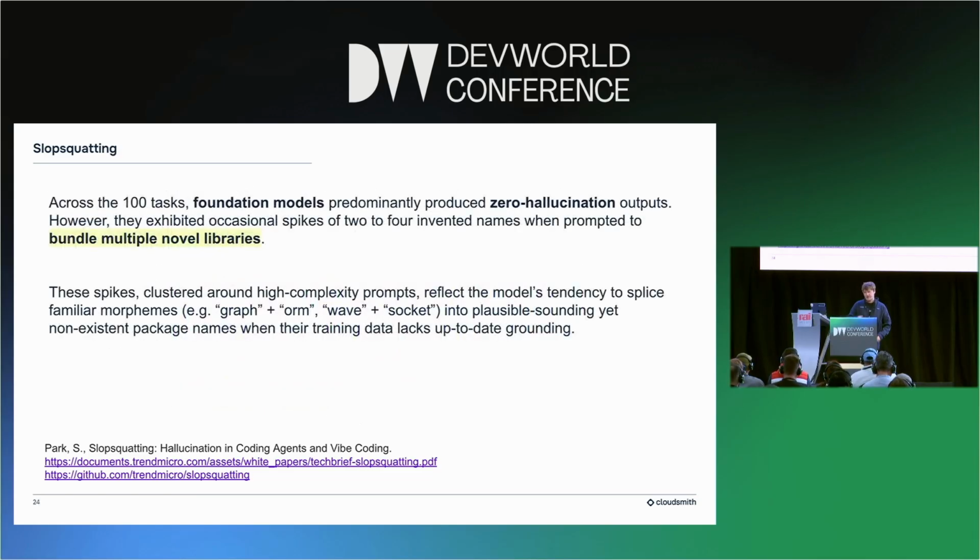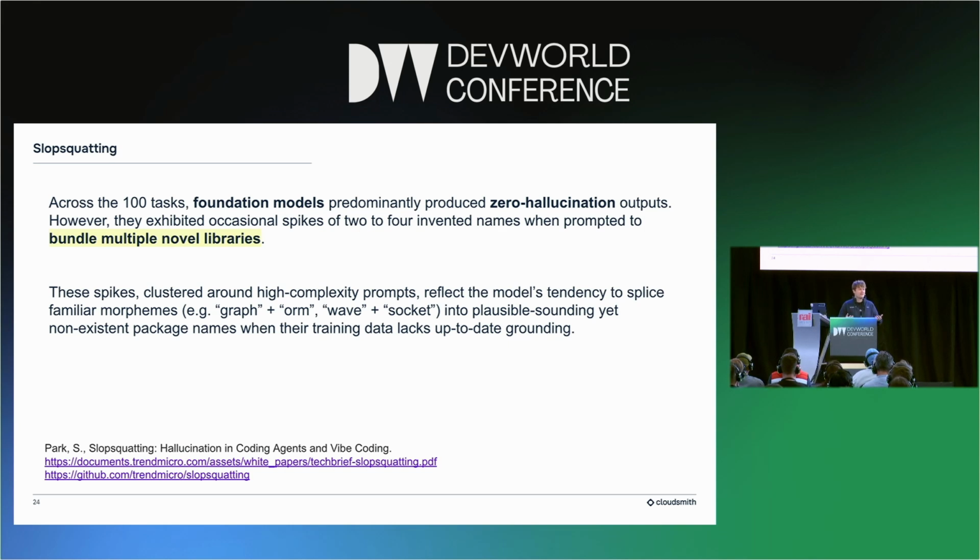So in this one, they went over 100 tasks. Again, foundational models were predominantly finding zero hallucinations. That was pretty common. That's a good thing. That's the expected outcome of these LLMs. But when they started bundling these novel libraries, you started doing morphemes, so you're doing like graph, orm, wave, socket. You're doing lots of, again, different context in it. That's when it was sounding plausible.